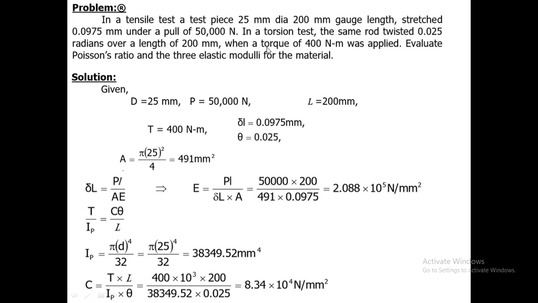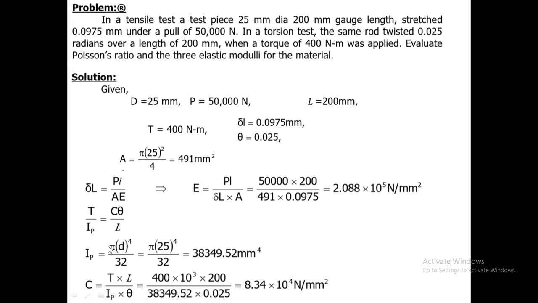When you come to torsion, we will be calculating what is required here. In torsion, since the shear stress is not given, and we are asked to calculate the rigidity modulus, in the torsion equation we have the rigidity modulus, G, and the torque is also given. So we take the torsion equation, T by J is equal to G theta by L.